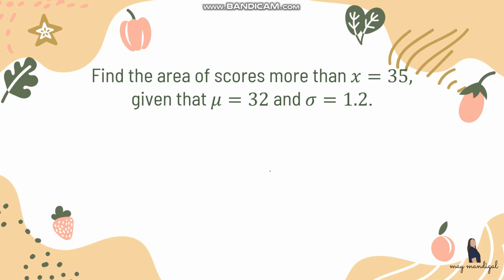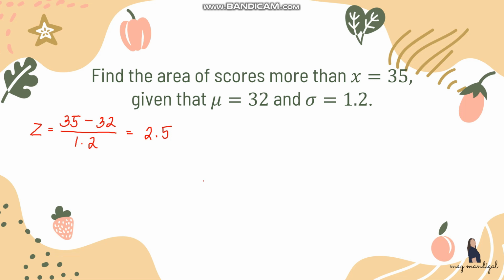And for our next example, find the area of the scores more than x equals 35, given that the mean is 32 and the standard deviation is 1.2. So here, as you can see, the given is a raw data, which is 35. So we have the mean and the standard deviation. That means we have to convert this first into its corresponding z-score before we can look at the z-table. So let's convert it first. So we have 35, the x minus the mean, which is 32, all over the standard deviation, which is 1.2. So again, we convert it first into its corresponding z-score, and this is 2.5.